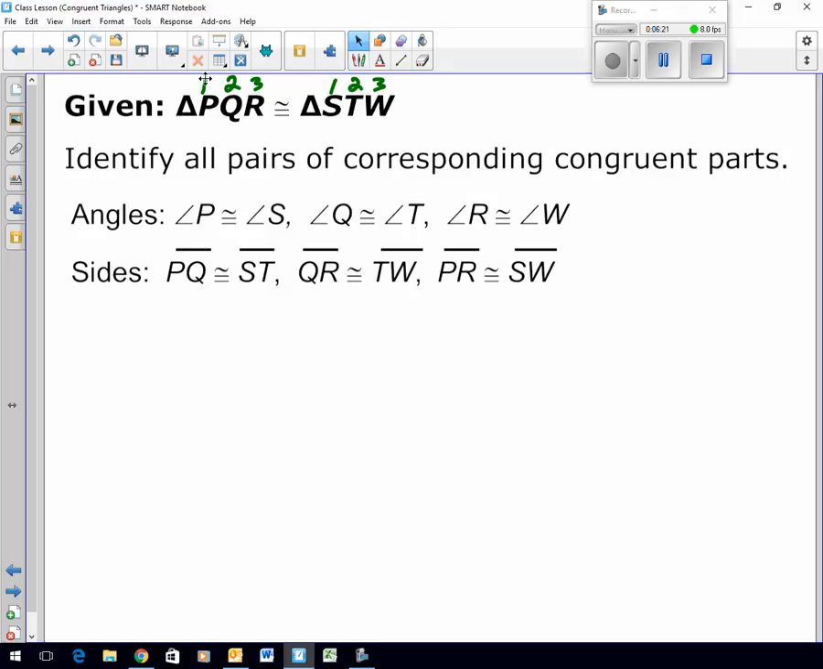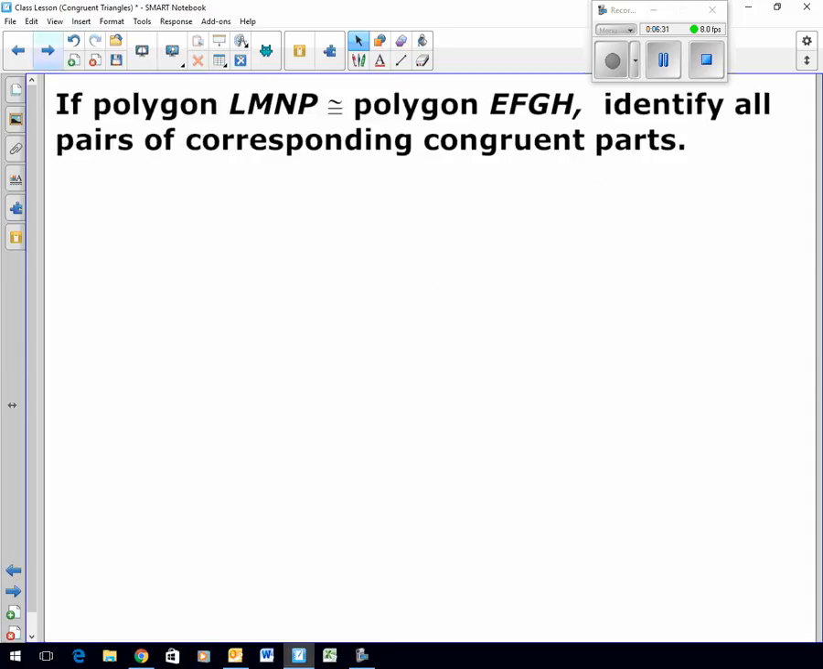Any questions about that? Good. Hopefully you don't need to write it down, because we're going to be doing it a few times today. Matter of fact, you're going to do it right now. Okay? Take 3 minutes and identify for me all the pairs of corresponding congruent parts between polygon LMNP and polygon EFGH. 3 minutes.